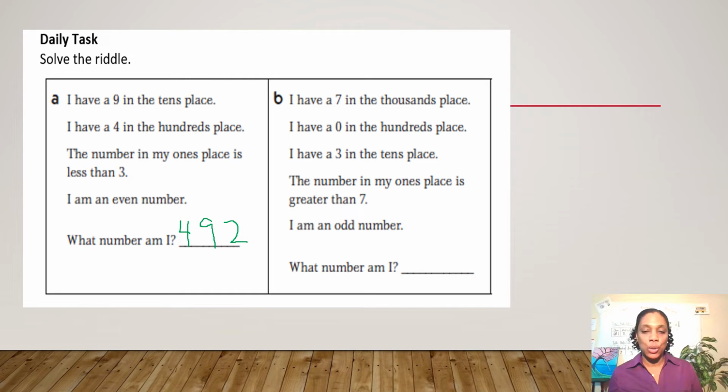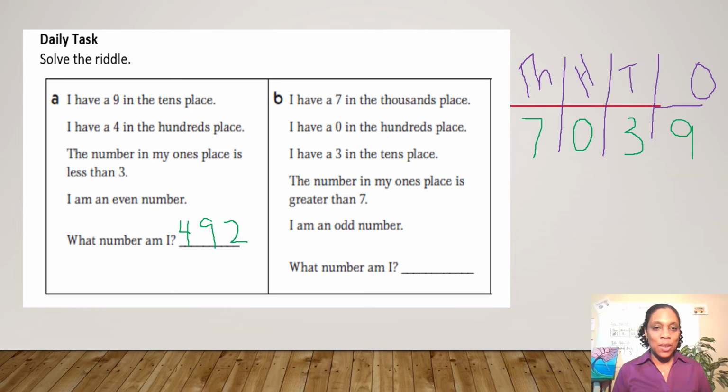All right, I'm going to read B. And what I want you to do is on the side to write a place value chart. But let me read it first. I have a 7 in the thousands place. I have a 0 in the hundreds place. I have 3 in the tens place. The number in my ones place is greater than 7. I am an odd number. Oh, wow. All right, let's see if you can figure this out. So press pause, please, and see what you can do.